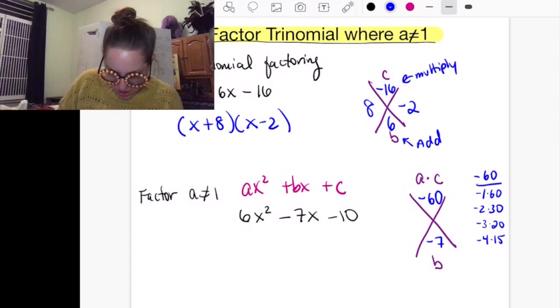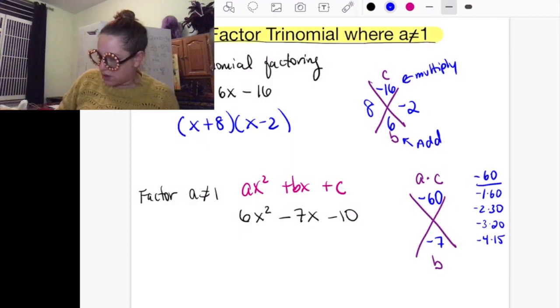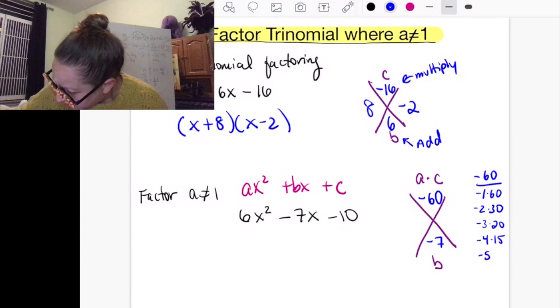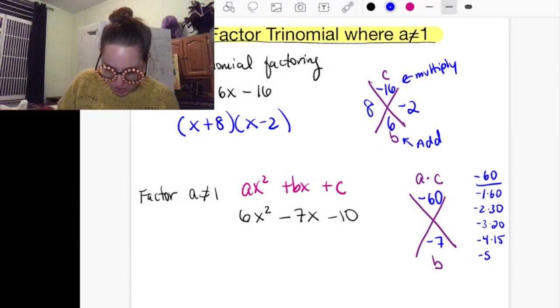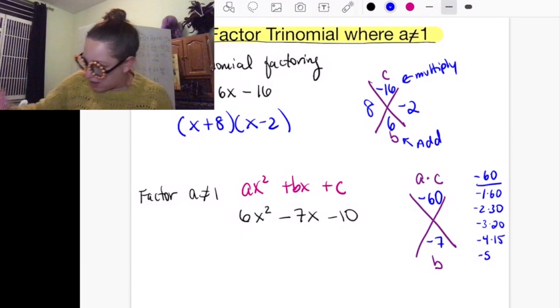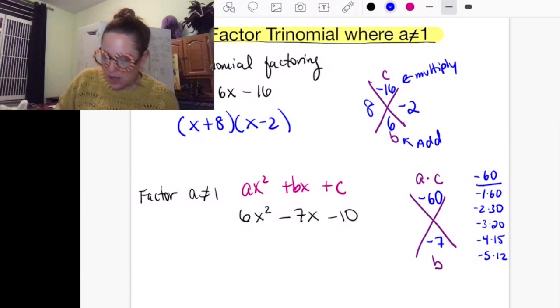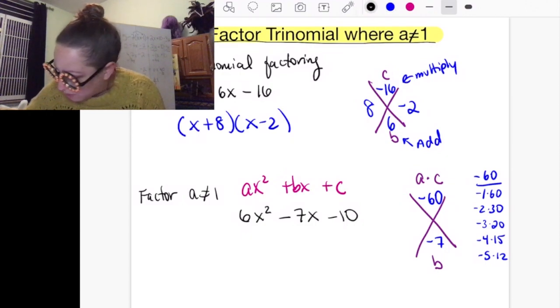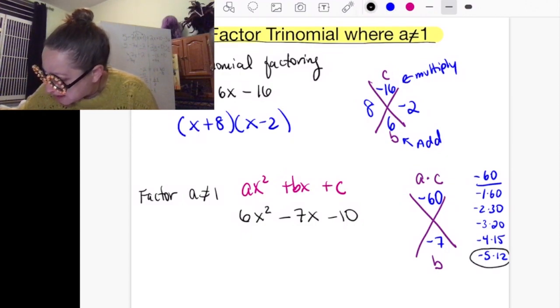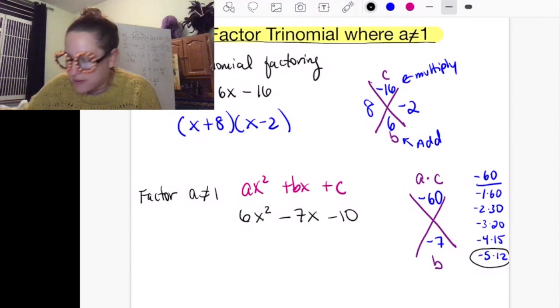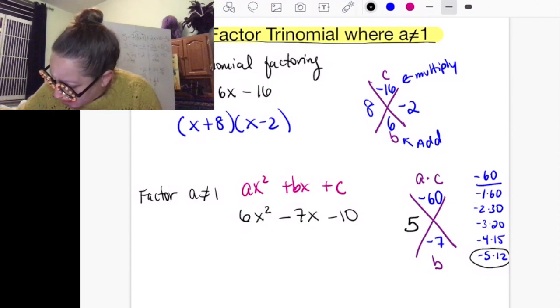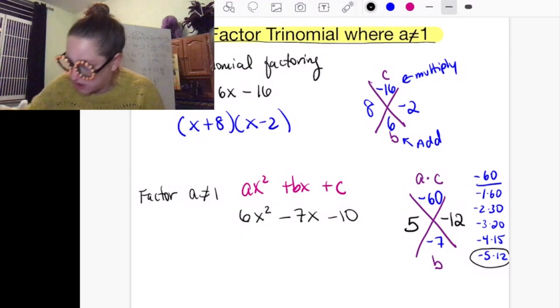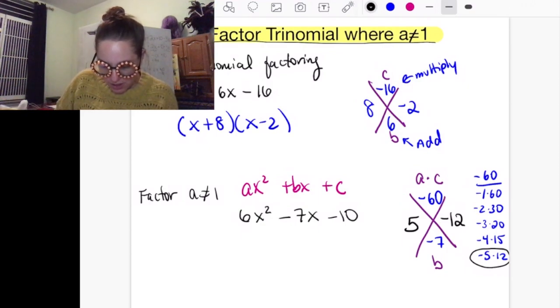Wait a second. That seems like I'm getting close. Nope. Okay, negative 5. I tried adding them and it did not add up to the right thing. And 12. Let's try that. Negative 5 plus 12. And there we go. Now, the only thing is that this would add up to positive 7. I need it to be negative 7, so I just switch my signs. Positive 5, negative 12. Just double check it. 5 times negative 12 is negative 60. 5 plus negative 12 is negative 7.